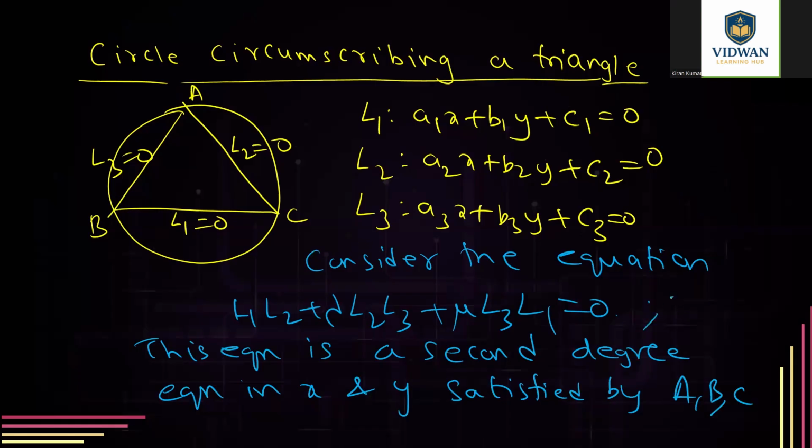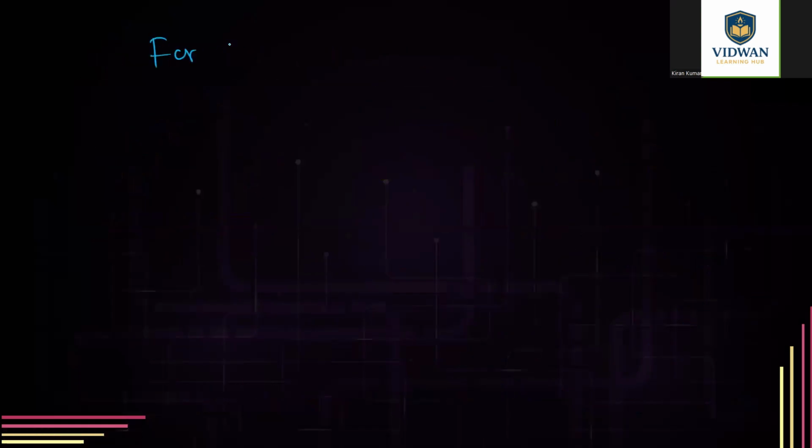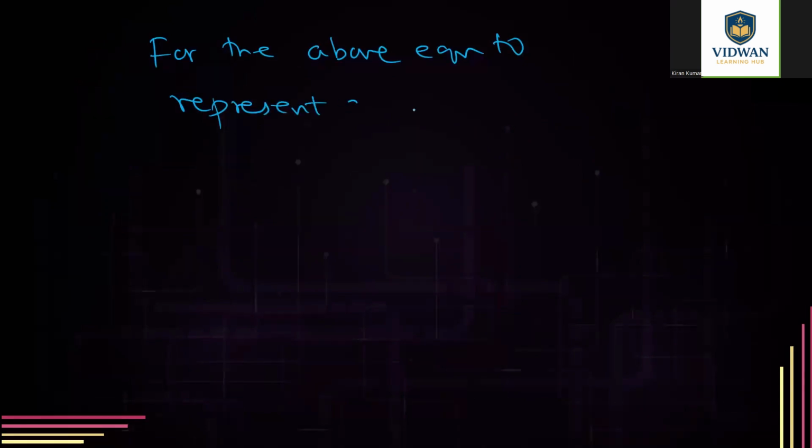So what are lambda and mu? Some parameters, some real numbers. So how to find that value? For the above equation to represent a circle, what are the criteria we have? So what are the conditions for a circle?